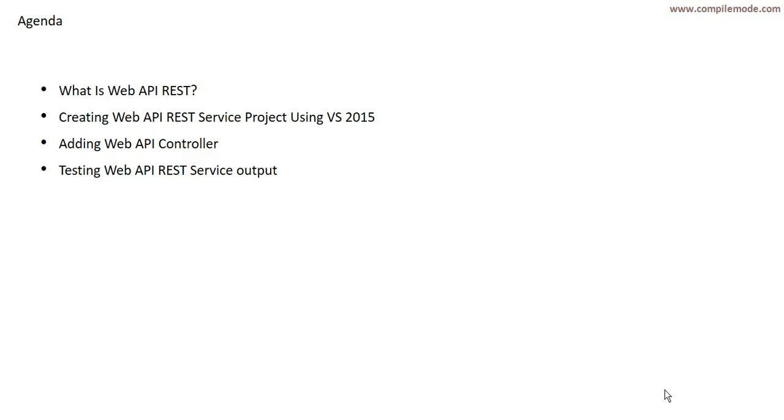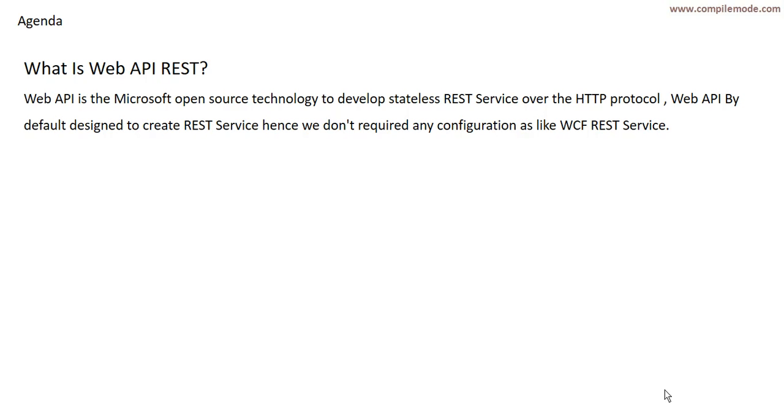So let's start with some theoretical part. What is Web API REST? Web API is the Microsoft open source technology to develop stateless REST service over the HTTP protocol. Let's read this line carefully: it is the Microsoft open source technology to develop stateless REST service over the HTTP protocol.